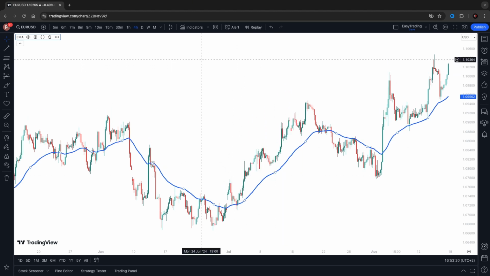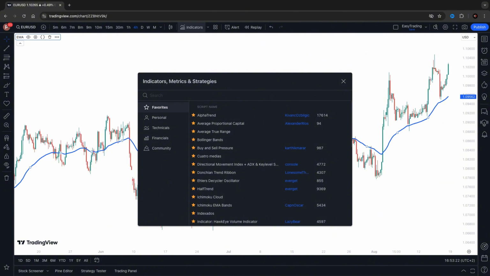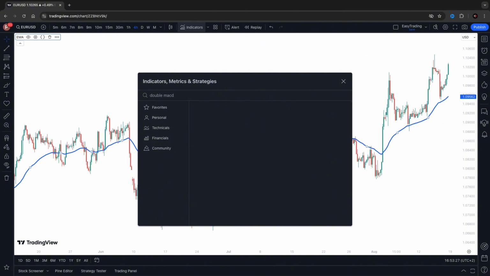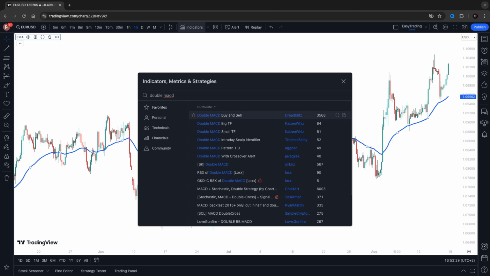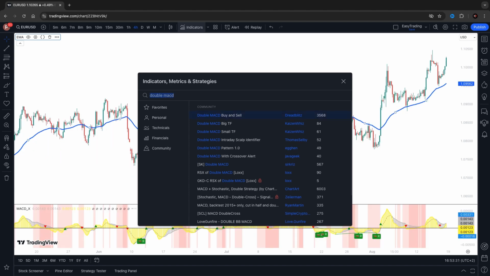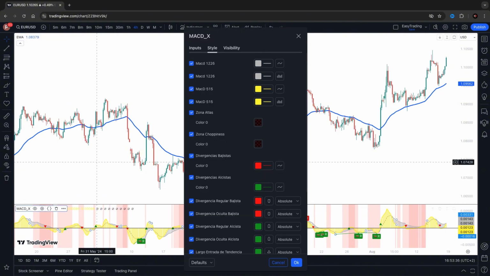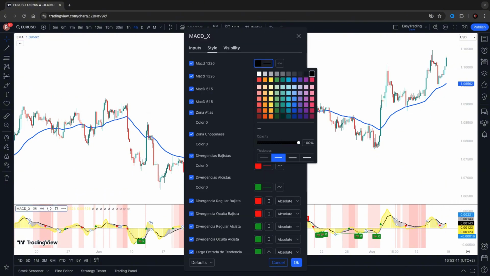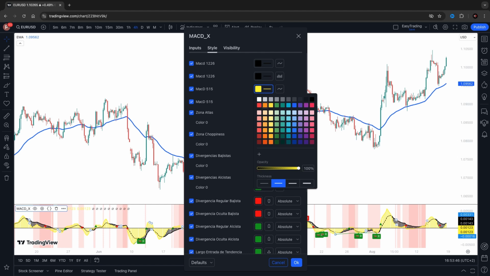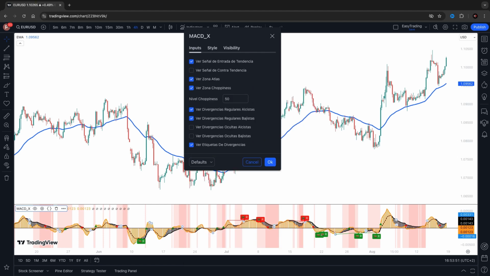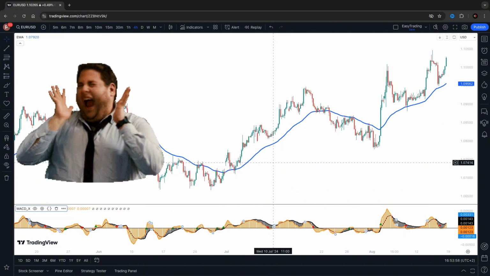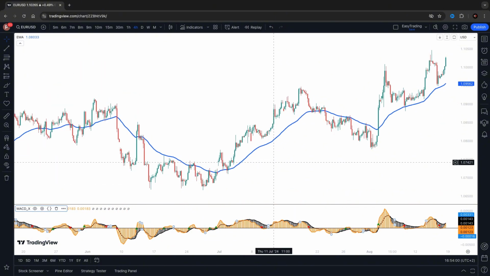Next, add the double MACD buy and sell indicator from TradingView, which is a custom indicator created by Dreadblitz. This indicator was used in a strategy of a Forex competition and was a winner. You can learn more about how to use this indicator in the link above. Let's make some changes to the indicator settings. On tab style, we change the colors of both MACD lines for a better view. On tab input, uncheck all options except the first and last. Now our chart is ready, so let's start with this simple trading strategy.